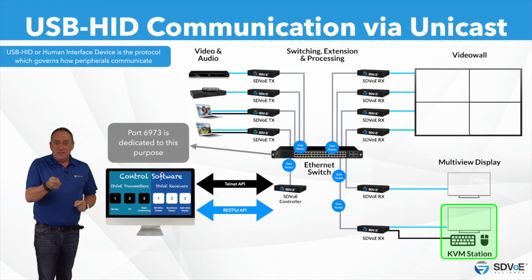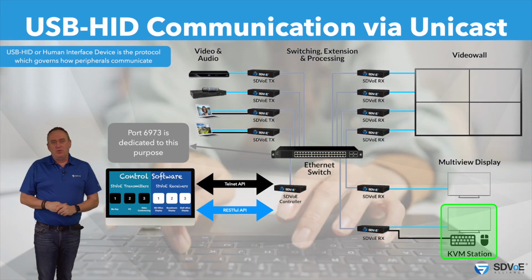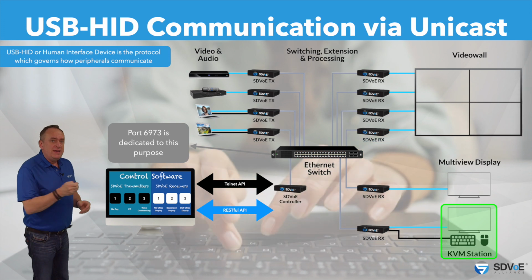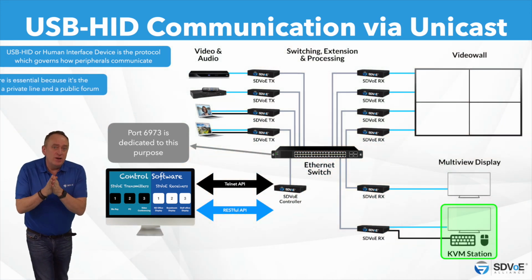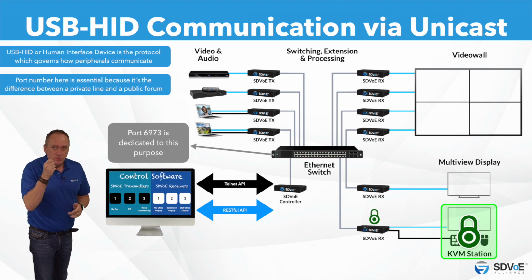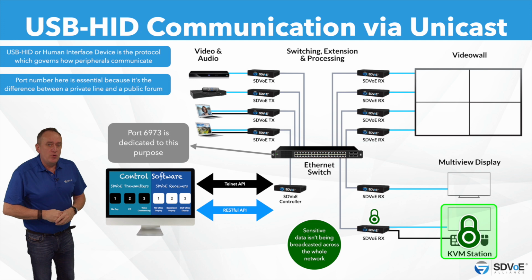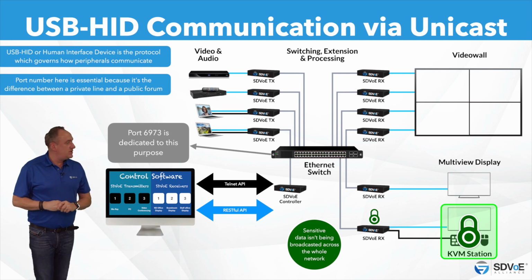Unicast is ensuring that these communications are direct and secure, a bit like a private chat room. And again, the port number here is essential because it's the difference between a private line and a public forum. And that ensures that sensitive peripheral data isn't being broadcast across the whole network for anything to intercept.